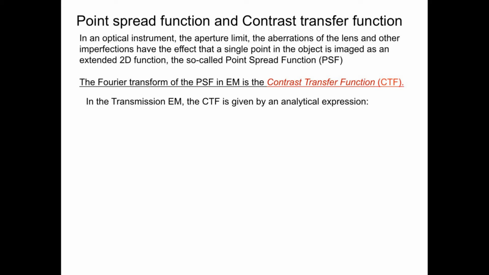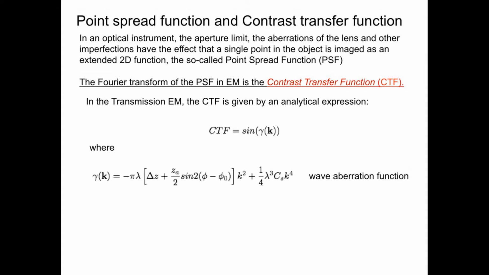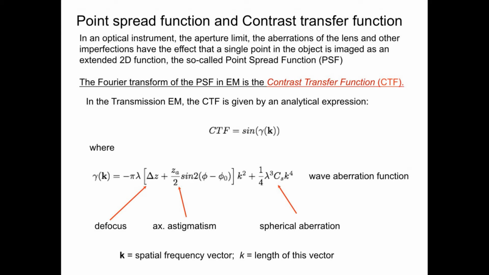And in transmission EM, the CTF is given by an analytical expression. CTF is sine of gamma of k, and this gamma is the wave aberration function. There's an analytical expression which contains a number of familiar terms: the defocus, axial astigmatism, spherical aberration. Now you see how these terms go in.